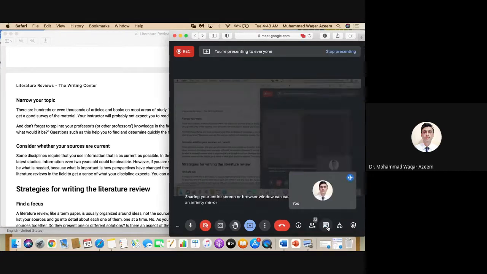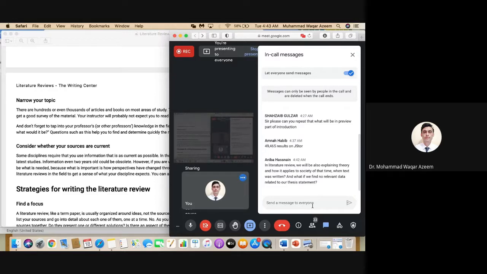So in literature review, we will be explaining theory and how it applies to society of that time, and what if we find no relevant data related to our thesis statement. Okay, so Aniba, literature review is not exactly explanation of theory. Explanation of theory is your theoretical approach. And I don't know what it means, its application to the society of that time. I think you are talking about textual analysis that comes later in your paper. We can talk about that separately when we are at the stage of arguments, how you develop your arguments. So explaining theory is part of your theoretical approach. We will discuss it after literature review.